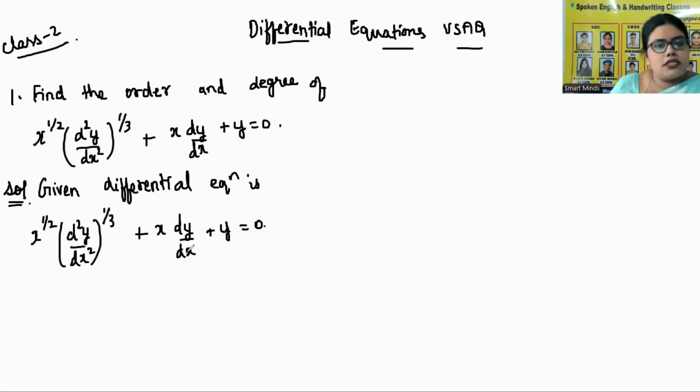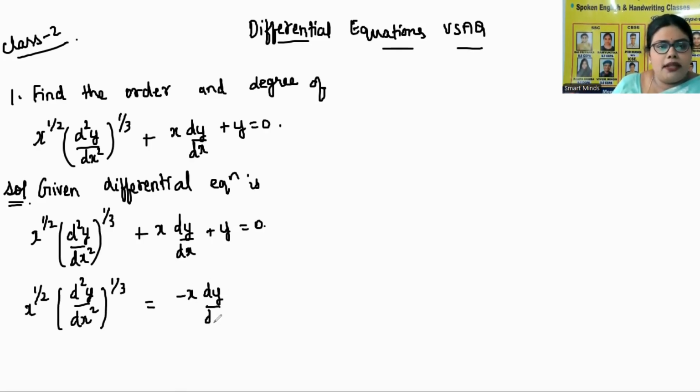So we will take the last two terms to the right hand side. So it will become x power 1 by 2 into (d square y by dx square) whole power 1 by 3 is equal to, positive terms will become negative, minus x dy by dx minus y. So now I want to remove this power 1 by 3. d square y by dx square is the higher order derivative, but it has power 1 by 3. So to remove that power 1 by 3, we will do cubing on both sides.